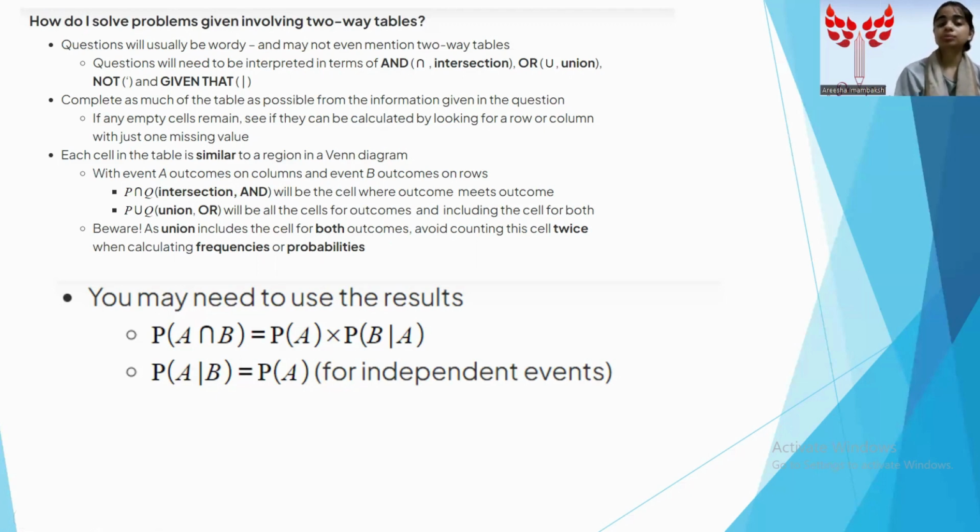Also remember that for union, the middle part, the intersection, you do not have to include twice. If you do probability of P union Q as probability of P plus probability of Q, that's not right, because then the intersection part will be added twice. So you need to subtract the intersection part. Remember all these things, and you will be able to solve the questions in a good way. So we're done with the topic here. Thank you so much for hearing this video out.